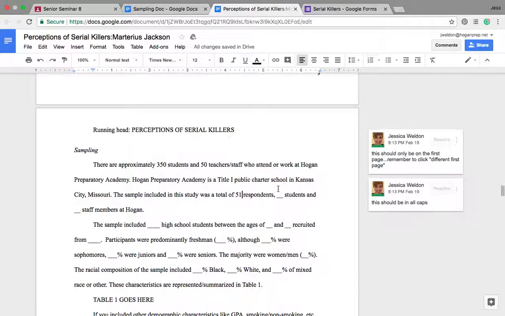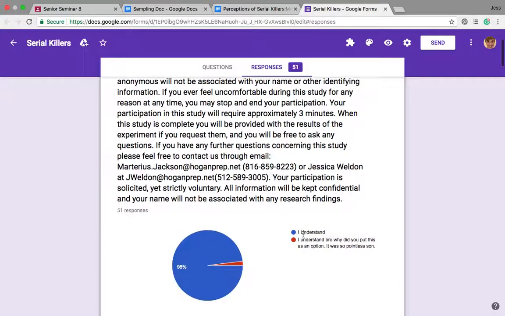Now, if you have collected that information, it goes on to say blank students and blank staff members at Hogan. So it really wants to know how many of them were students and how many of them were staff.